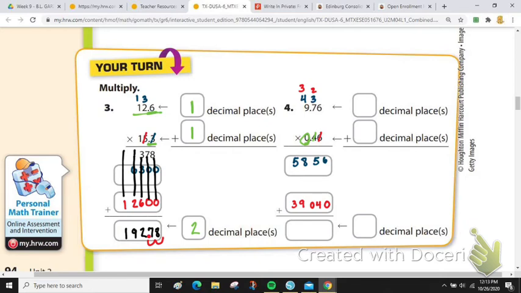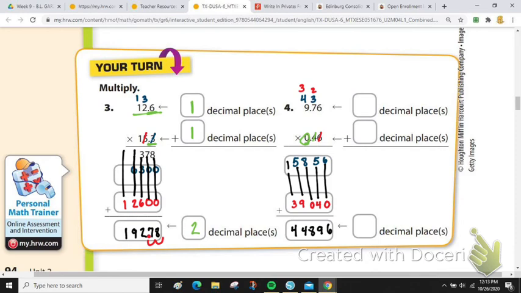So now let's take the sum. What is 6 plus 0? 6. What is 5 plus 4? 9. What is 8 plus 0? 8. What is 5 plus 9? 14, carry over the 1. 1 plus 3? 4. So we get 44,896.